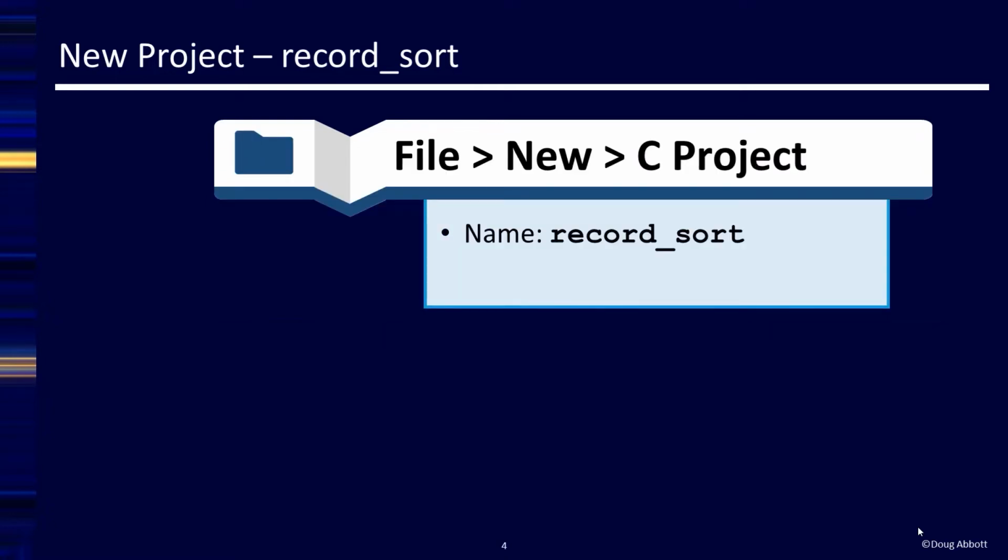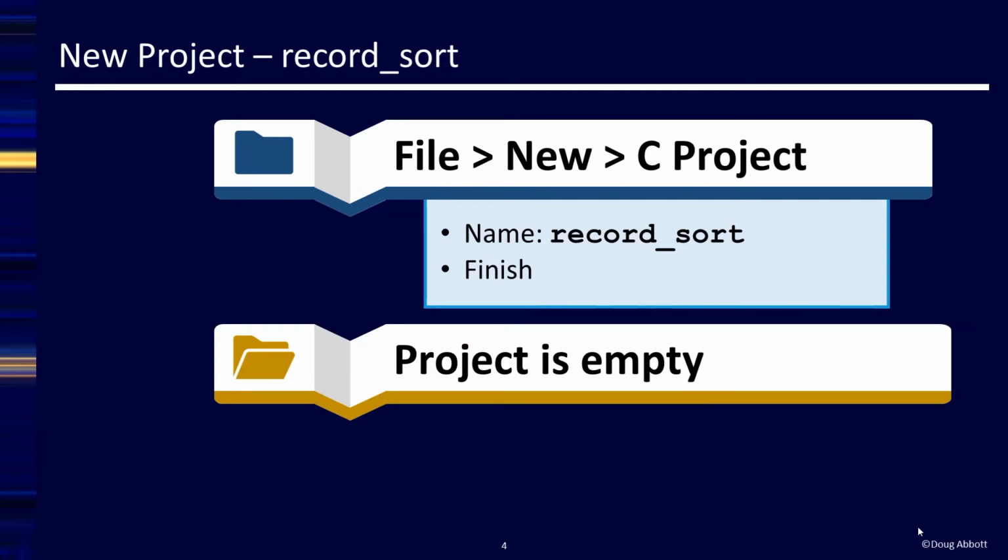Create a new C project and name it recordsort. By default, the project type is executable empty project. Eclipse tried to build it, but of course there's nothing to build.